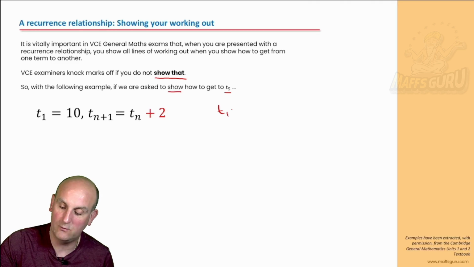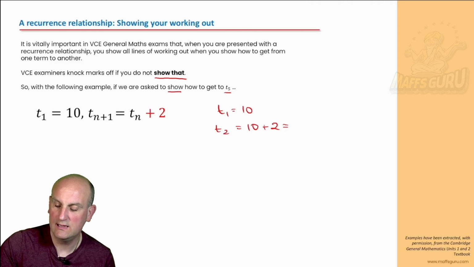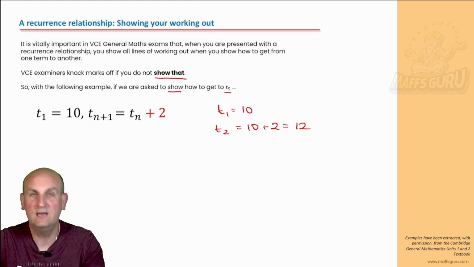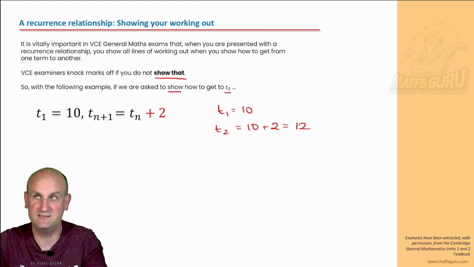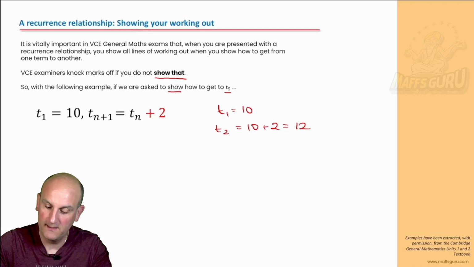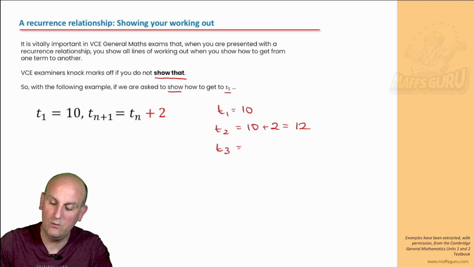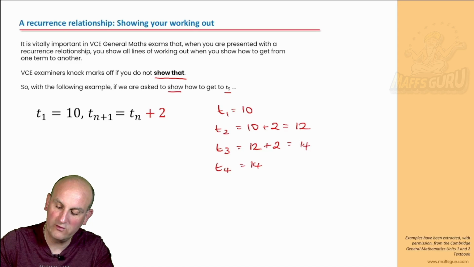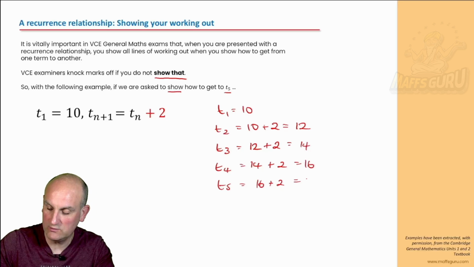So you start with T1 and you write 10. You say T2 is equal to 10 plus 2 equals 12. Yes, you have to show the examiner that you can do 10 plus 2. Now I've chosen pretty trivial examples here, so please don't get too carried away, but it's important. T3 now would equal 12 plus 2, which would be 14. And T4 would be 14 plus 2, which would be 16. And T5 would be 16 plus 2, which would be 18.